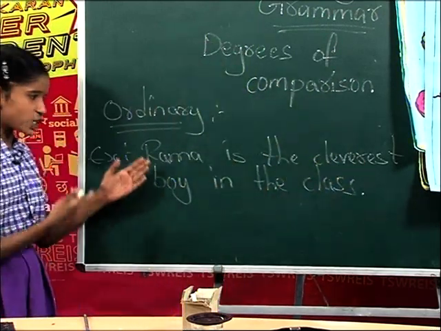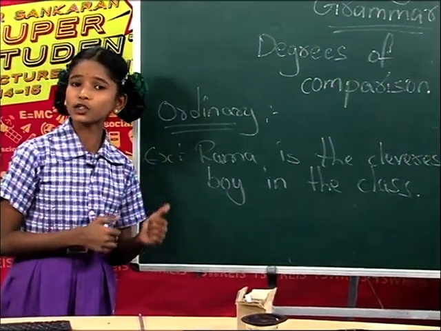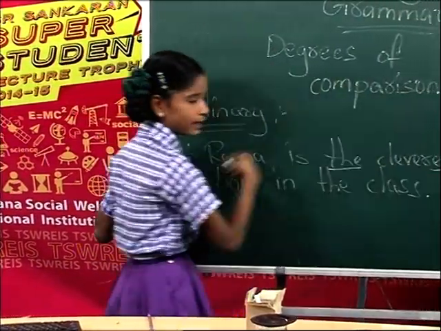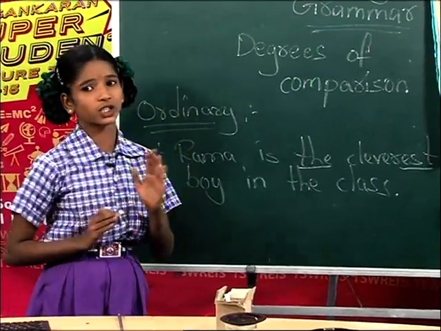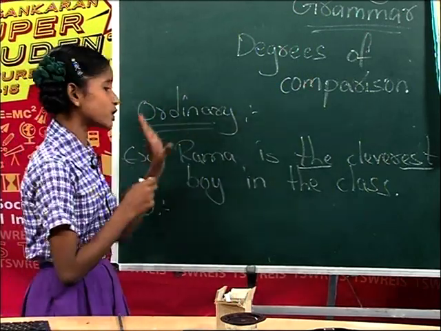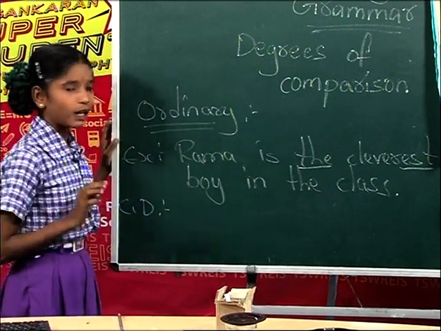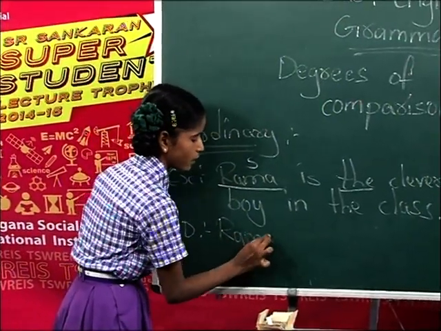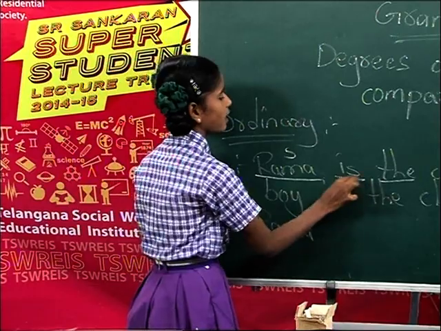Friends, now in which degree is this sentence? Yes, it is in superlative degree. Why is it in superlative degree? Yes, because the article and est are there in this sentence. That's why it is in superlative degree. Now, we are going to change it to comparative degree. While changing from superlative degree to comparative degree, we should start with the subject. What is the subject, friends? Yes, Rama is the subject. Now, we should add the verb. What is the verb? Yes, is is the verb.